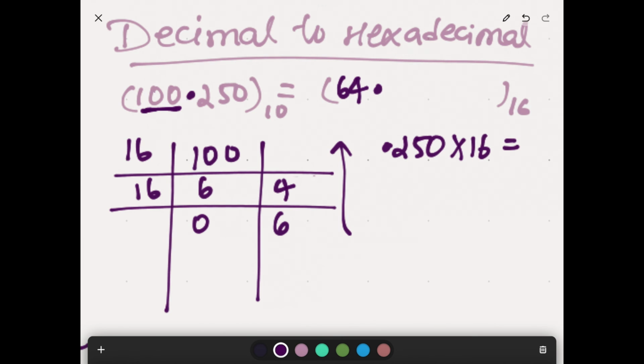0.250 into 16 gives us 4. So we got a whole number here. Again, there is 0.00. So the simple answer for this is going to be 64.4.